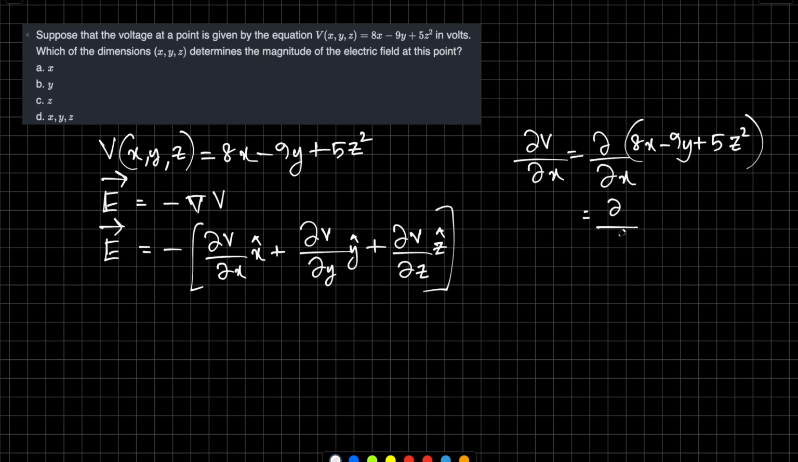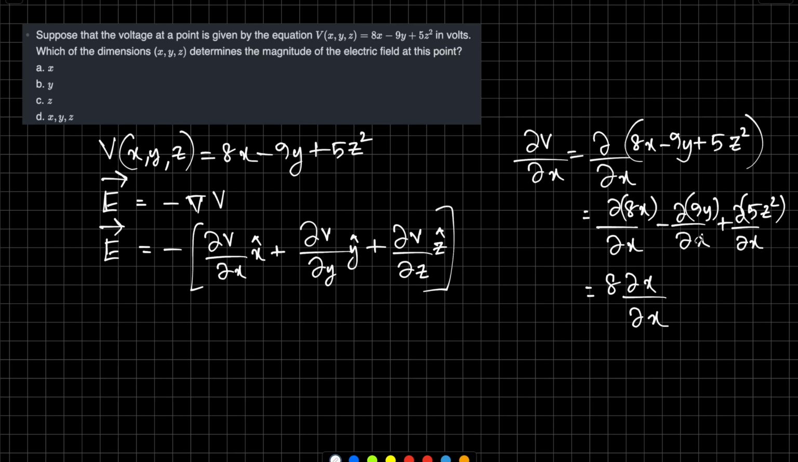Dou by dou x of 8x minus dou by dou x of 9y plus dou by dou x of 5z square. In the first term, we are partially differentiating with respect to x. Take 8 outside: 8 times dou x by dou x. In the second term, there is no x at the top, so 0. Plus, again, there's no x at the top, so 0. The answer is 8 times dou x by dou x, which is 1, so 8. Dou v by dou x equals 8.